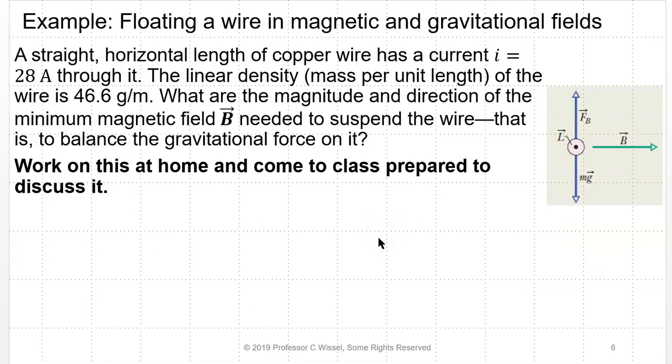Okay, now in this example, we're going to try to float a current carrying wire in a magnetic and gravitational field. So we have a straight horizontal length of copper wire with a current I of 28 amps running through it. The linear density, which is the mass per unit length of the wire, is 46.6 grams per meter. What are the magnitude and direction of the minimum magnetic field B needed to suspend the wire, that is, to balance the gravitational force on this wire?